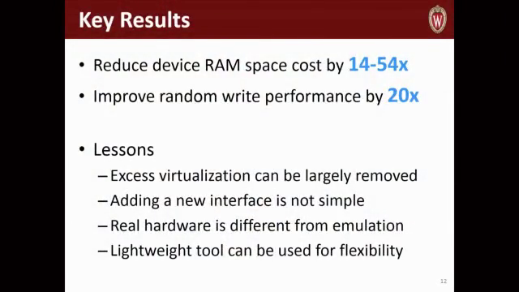But overall, we found that de-virtualization removed device RAM space by 14 to 54%. And also, it improves random write performance by 20 times. Percent or times? Times, sorry. 14 to 55. 14x, can you give us a sense of the scale? Is that from 14 kilobytes to 1 kilobyte or from 14 gigabytes to 1 gigabyte? I think it's from maybe 1 GB to less than that. It depends on your device size, actually.